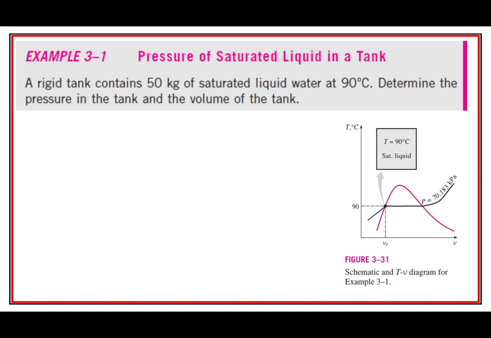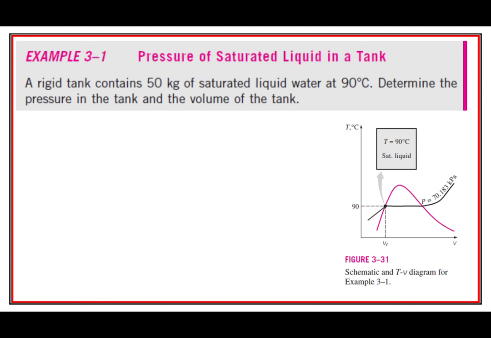And so we have this rigid tank. It contains 5 kilograms of saturated liquid water at 90 degrees Celsius. Determine the pressure in the tank and the volume of the tank based on this information.